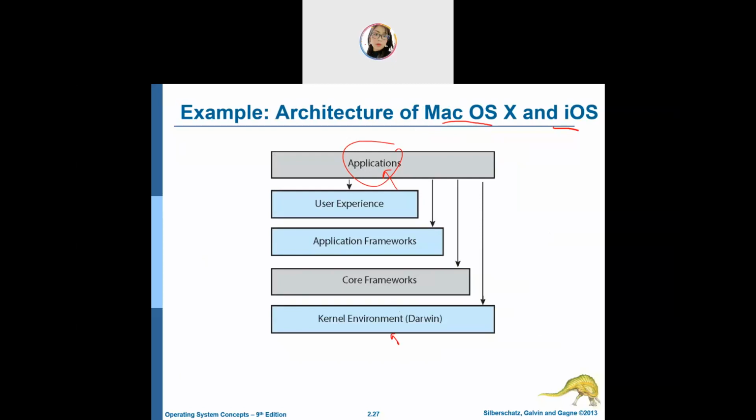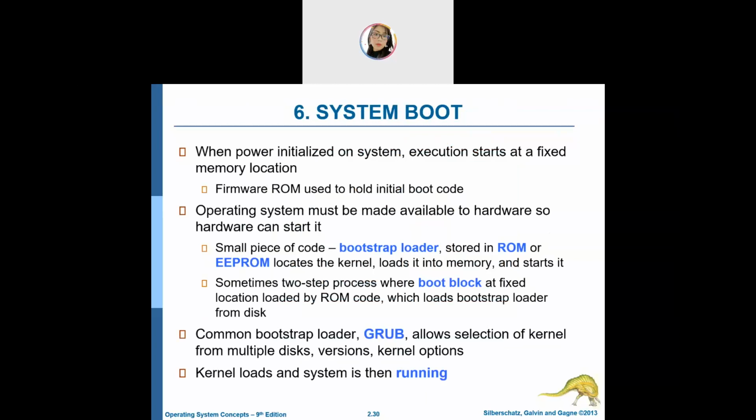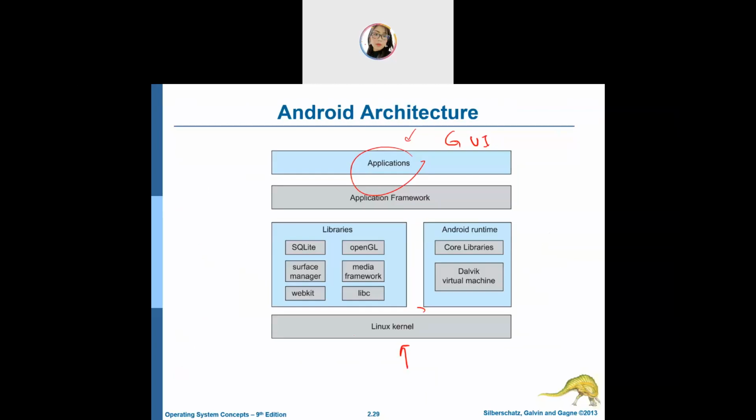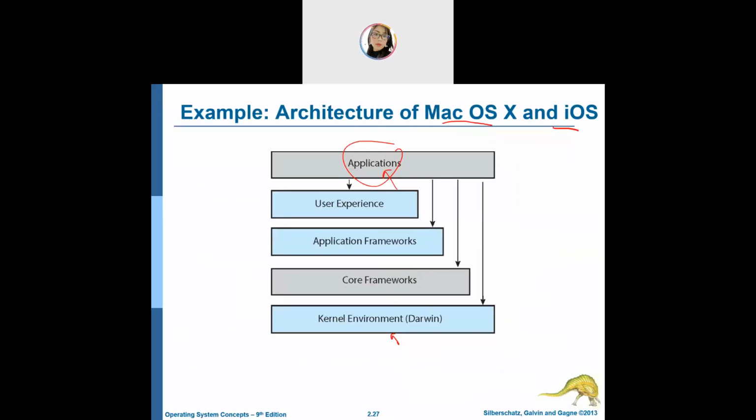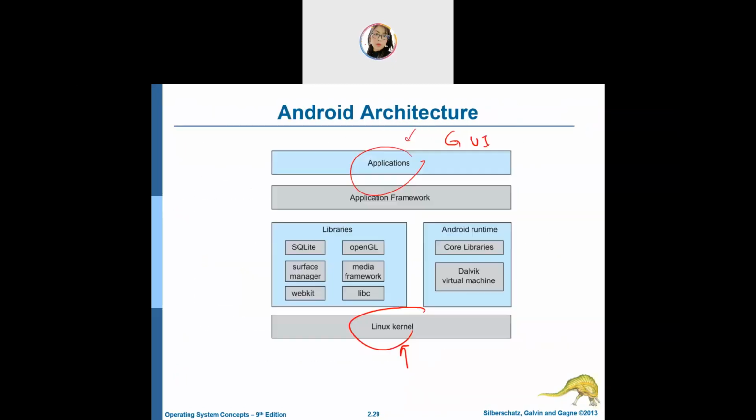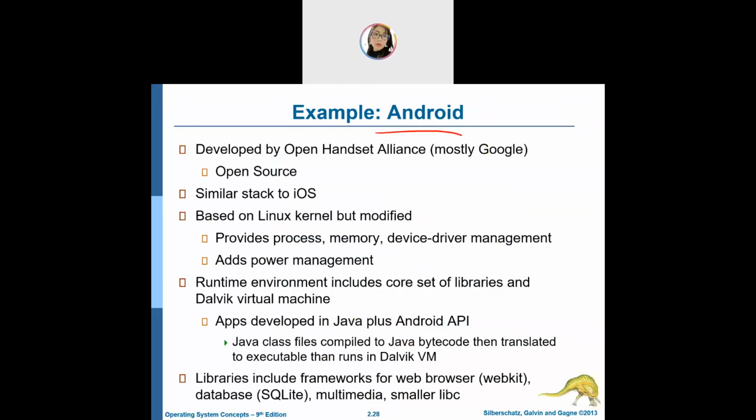And lastly, normally it is the kernel. That will be the last layer. This is if you compare the iOS and Android versions of the structure.